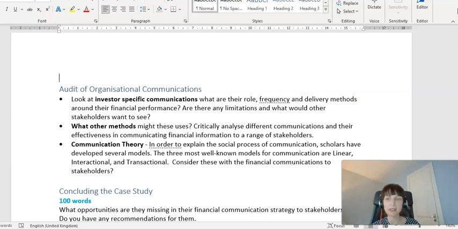They send emails, they do this, that and the other. No. We want to actually critically evaluate what communications they're doing. So what's the role of it? What's the frequency of it?